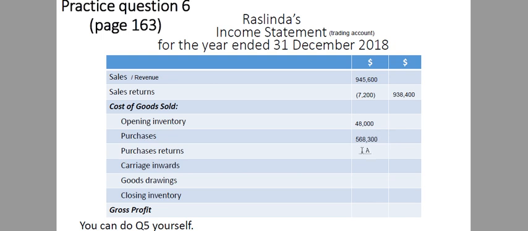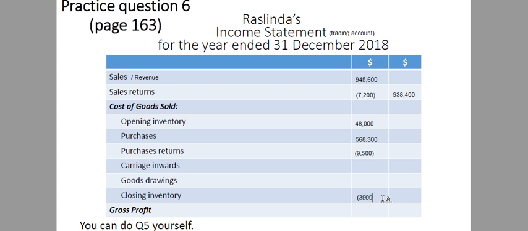Alright, the purchases returns are 9,500. So this will go with a bracket because we're going to minus that. So 9,500. And then we have got the closing inventory, which is 39,000. The other two things are not given in the question, so we can just leave them.